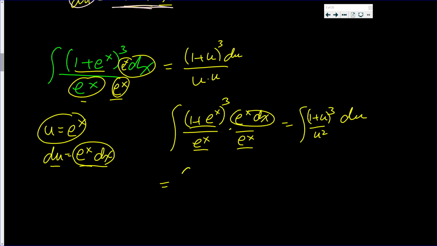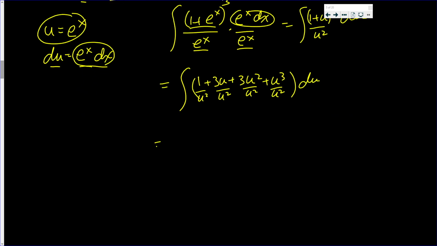Okay, now I would cube 1 plus u. And using Pascal's triangle, we know that it's 1 plus 3u plus 3u squared plus u cubed. And then I divide each and every term by u squared. So the first one gives me u to the negative 2. The second one gives me 3 over u. The third one just gives me 3. And the last one gives me u.